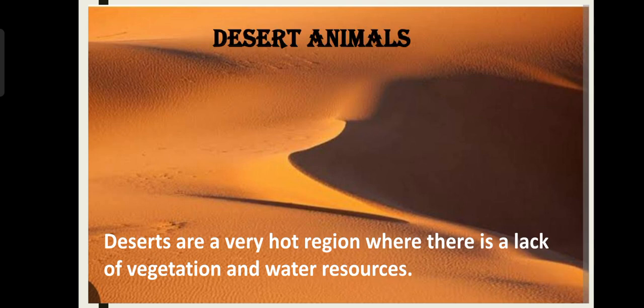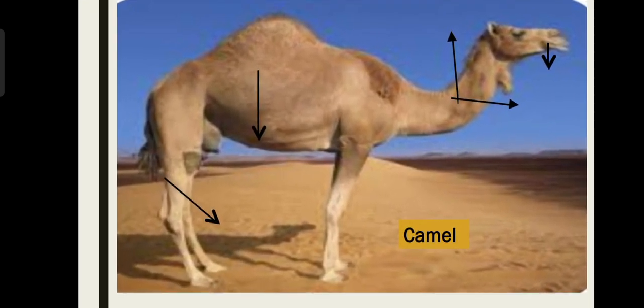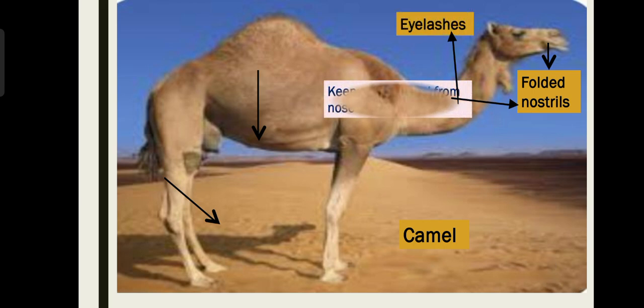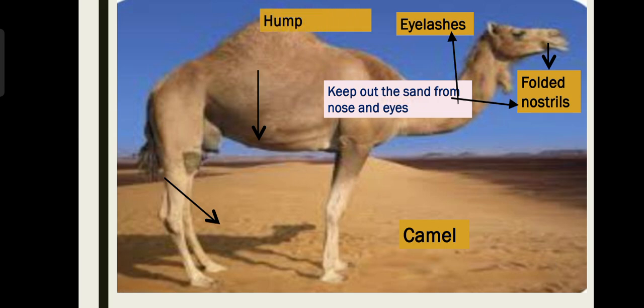Desert animals. Deserts are very hot regions where there is a lack of vegetation and water resources. To survive in the desert, there are adaptations, like in the camel. Camels have folded nostrils and eyelashes. A camel's folded nostrils keep out the sand from the nose and eyes.